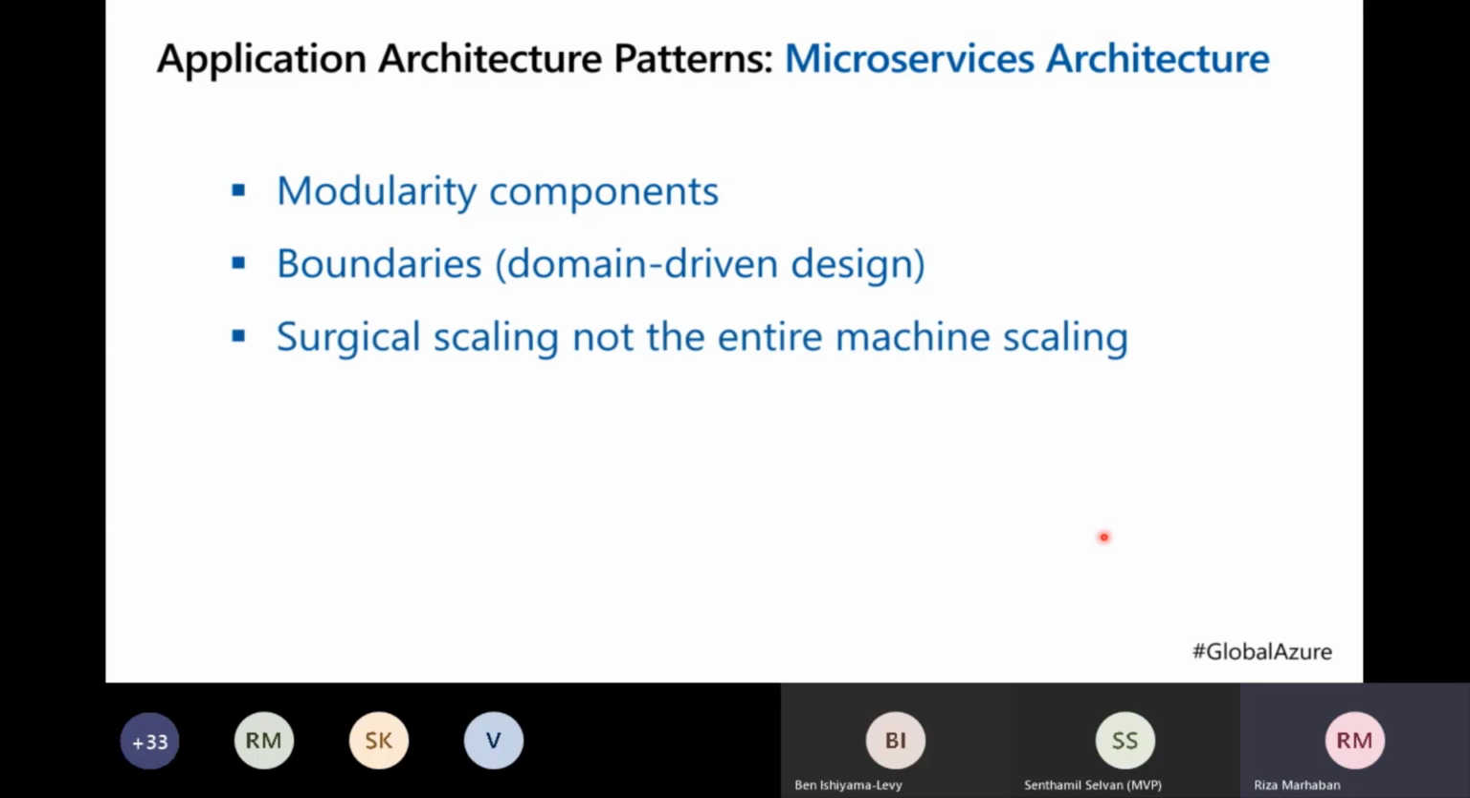And then surgical scaling, and not scaling the entire machine. For example, if you have a lot of VMs and load balancing, and you scale from 2 VMs up to 100, we can say that it's cloud native, but that is not surgical scaling, meaning that you add more machines and it's going to cost you a lot of money. And then after that, there's CI/CD. You have to consider CI/CD when you develop the software.